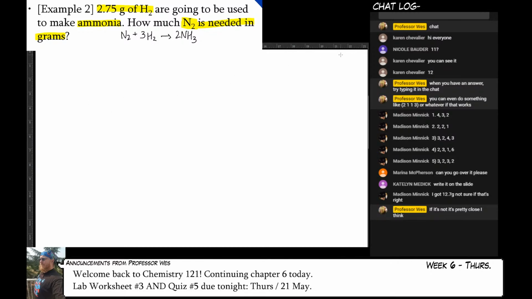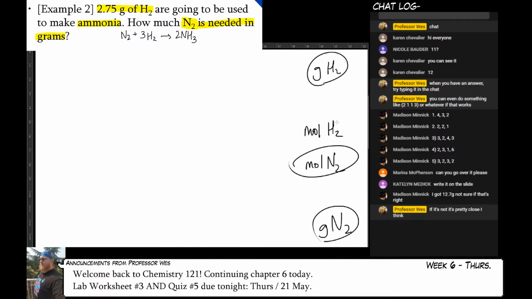Okay, so the quantity that you are given to start is grams of hydrogen. And it asks you how much nitrogen is needed in grams. It doesn't ask you anything about ammonia other than just that you're going to use it to make ammonia. So we're not going to solve for ammonia. We're going to solve for N2, and we want to know its mass. So what that means is we're going to need to get moles of hydrogen and moles of N2 and relate them together. And if I can turn my grams into moles and my moles into grams, I'll have the solution.